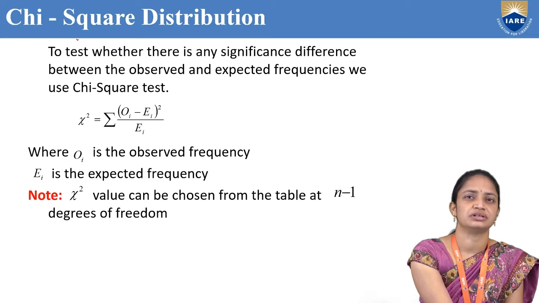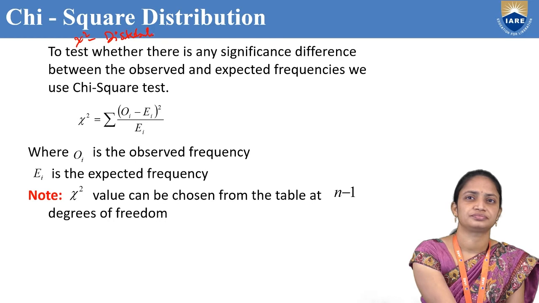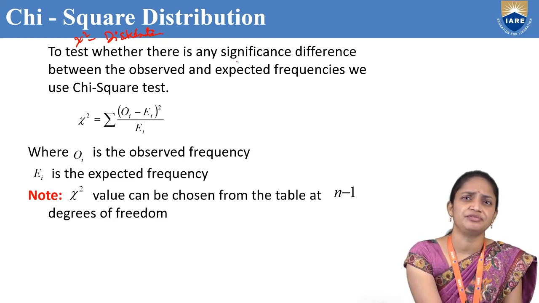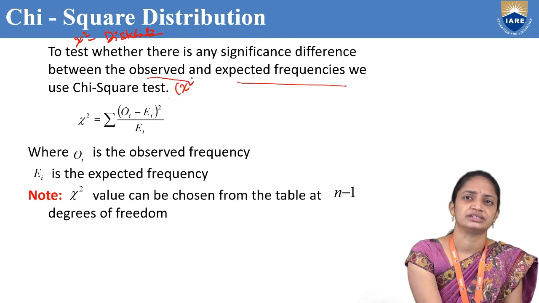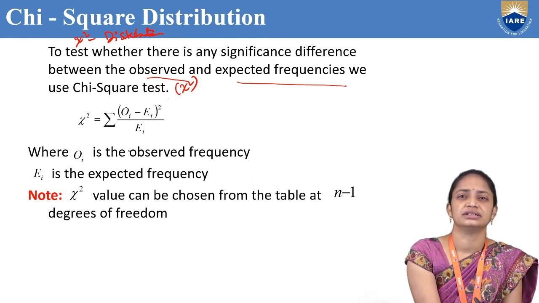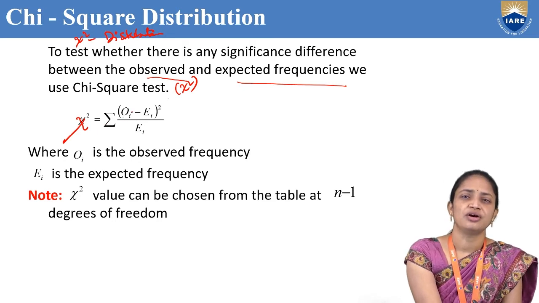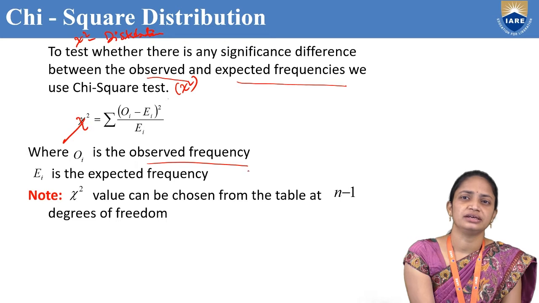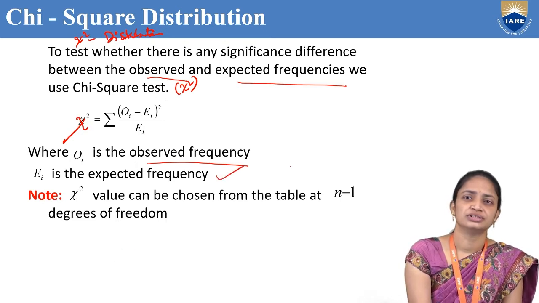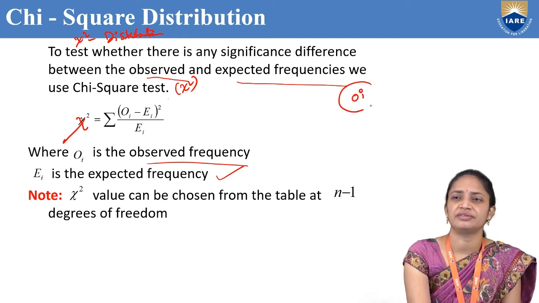So what is a chi-square distribution? To test whether there is any significant difference between the observed and expected frequencies, we use the chi-square test, or chi-square distribution. The test statistic is chi-square. This is not x square, this is chi-square. Chi-square equals the summation of (Oi minus Ei) whole square by Ei, where Oi is the observed frequency and Ei is the expected frequency. Observed frequency is nothing but our given frequency.